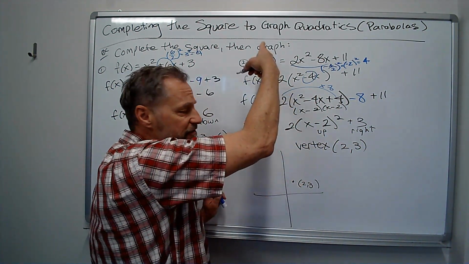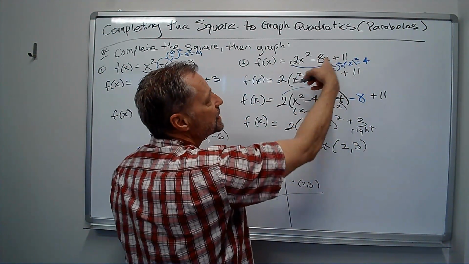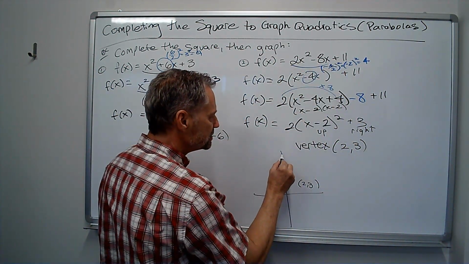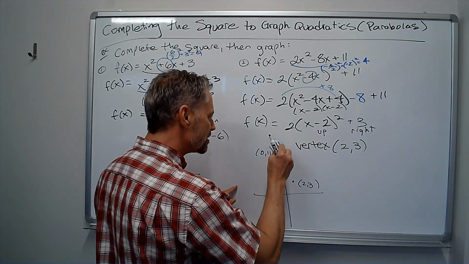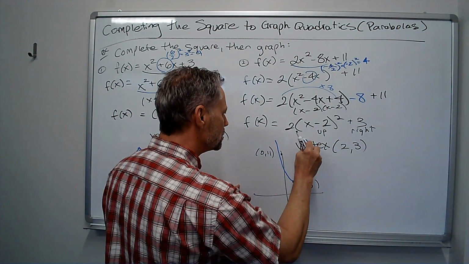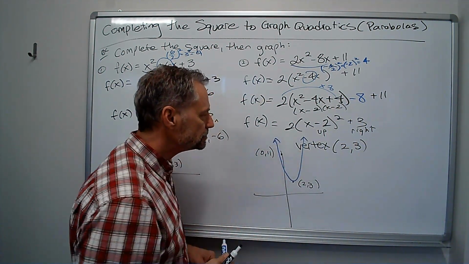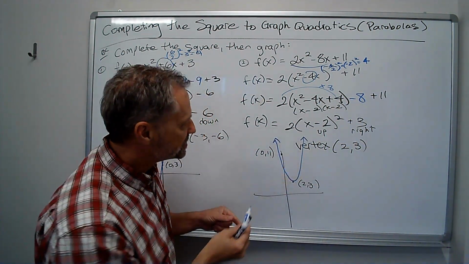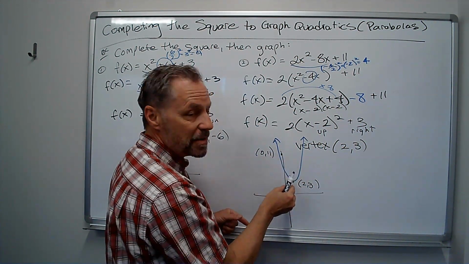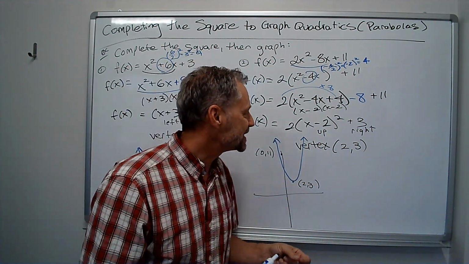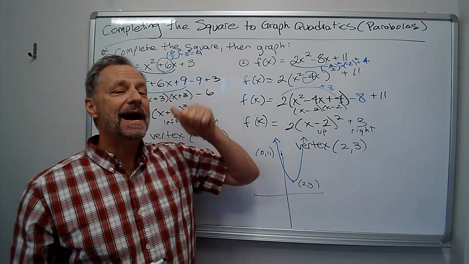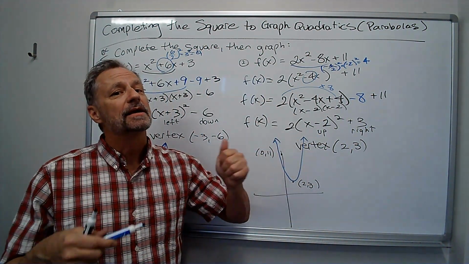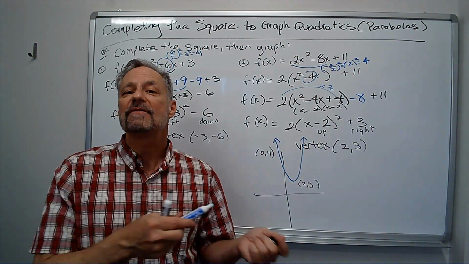It was positive, so it still opens up. Notice if x is 0, y is 11. So it's going to go through here at 0, 11. That's my y-intercept. So there's my graph. Got my vertex, got my y-intercept. I kind of missed my y-intercept, but you could move it up so it actually hits. That wasn't a very good graph of it, but that's how I can complete the square in quadratics so that I can graph using that idea.